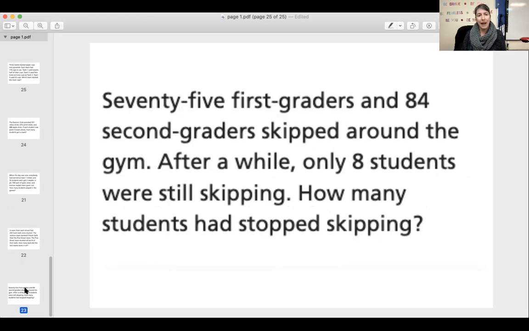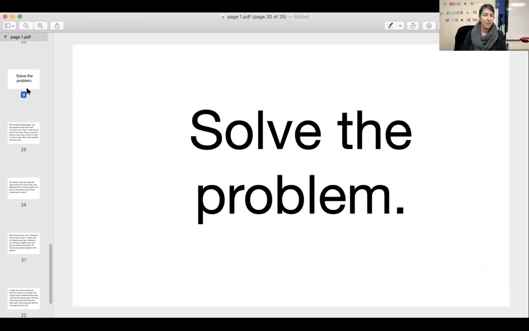75 first graders and 84 second graders skipped around the gym. After a while, only 8 students were still skipping. How many students had stopped skipping? Please solve problem number 10 on page 120. How many students had stopped skipping?